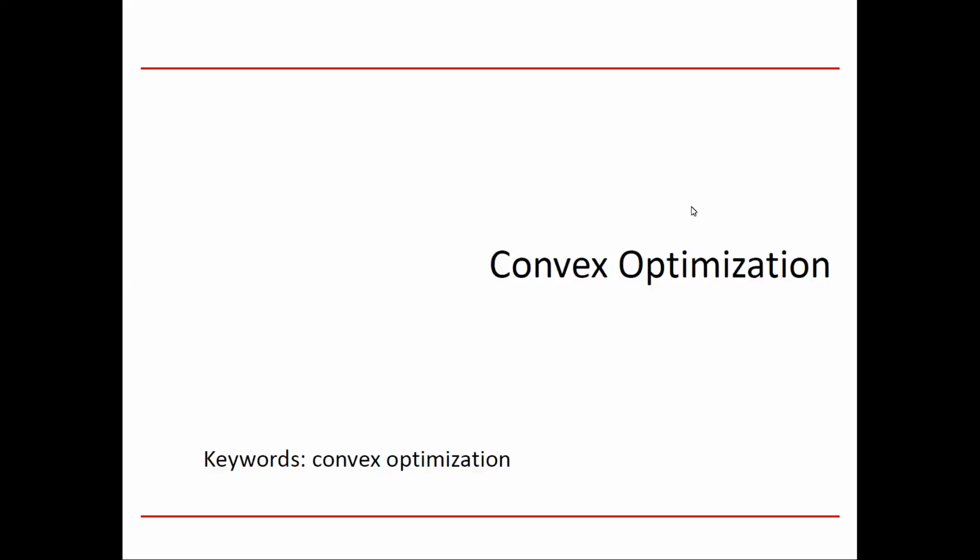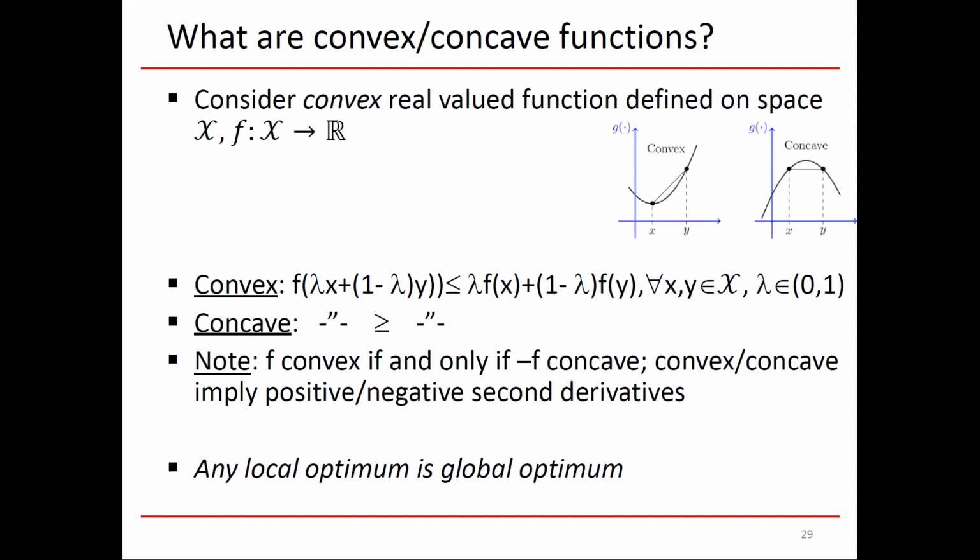Welcome to module number 23. In the previous two modules, we talked about dynamic programming and linear programming. Now we're going to talk about convex optimization.